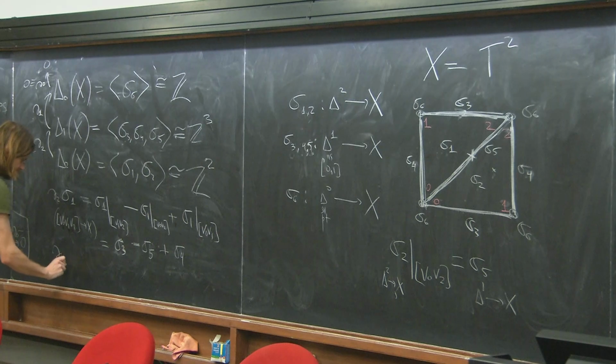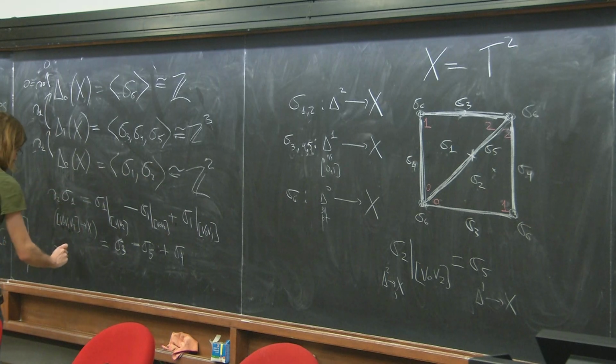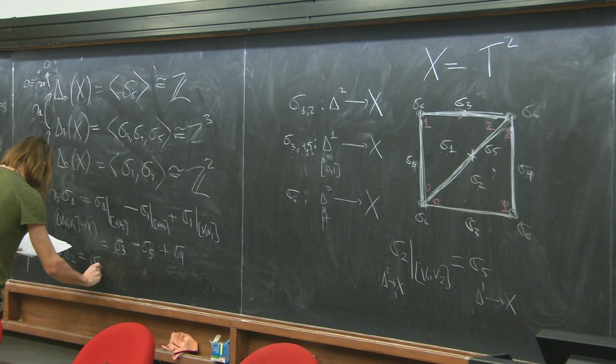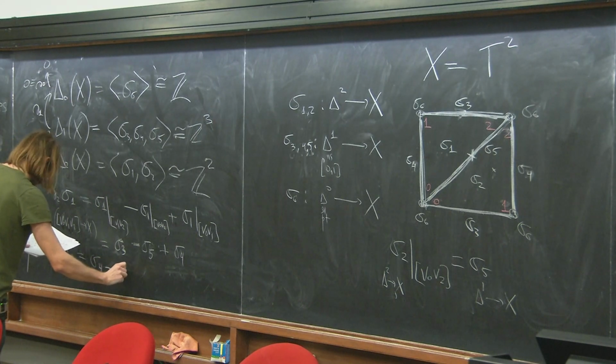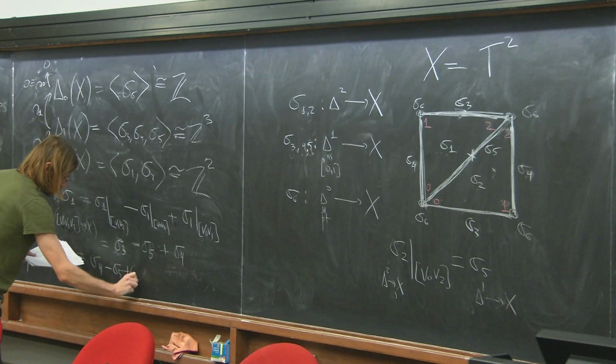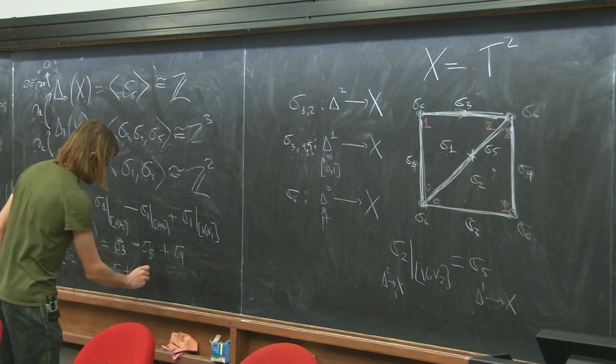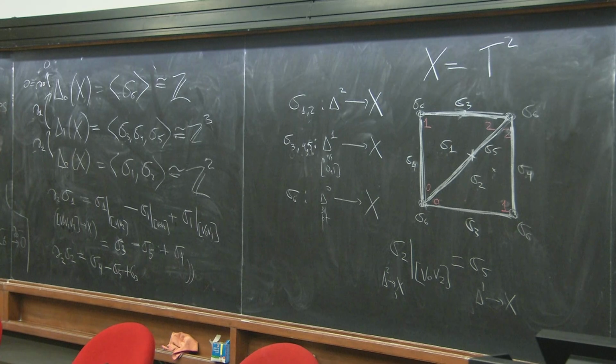Similarly, we can calculate D2 of sigma 2, another generator. And you can see that this is just completely analogous. This will be sigma 4 minus sigma 5 plus sigma 3. And you can see that this actually is the same. The image of sigma 1 under D2 and sigma 2 under D2 are the same.